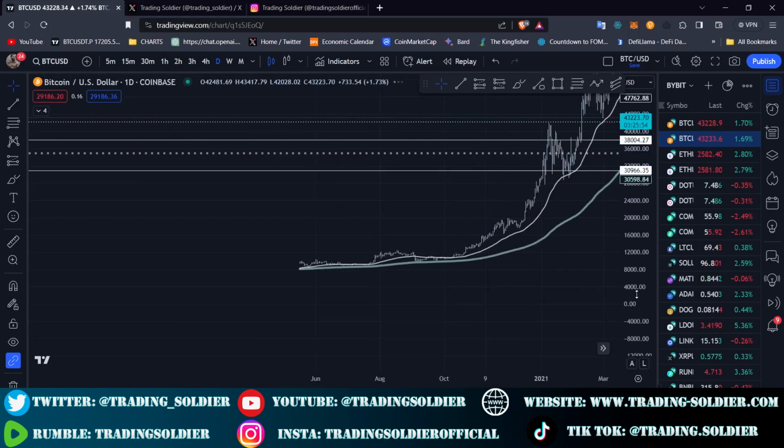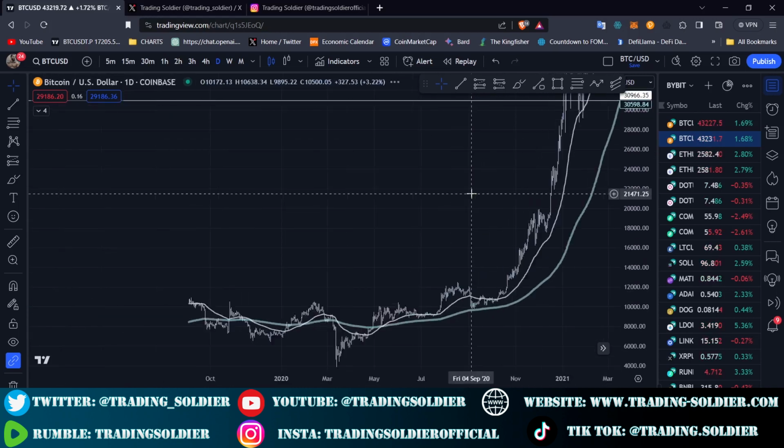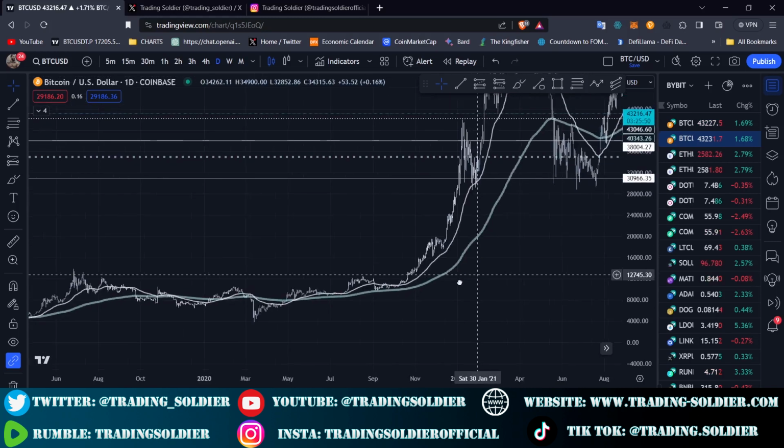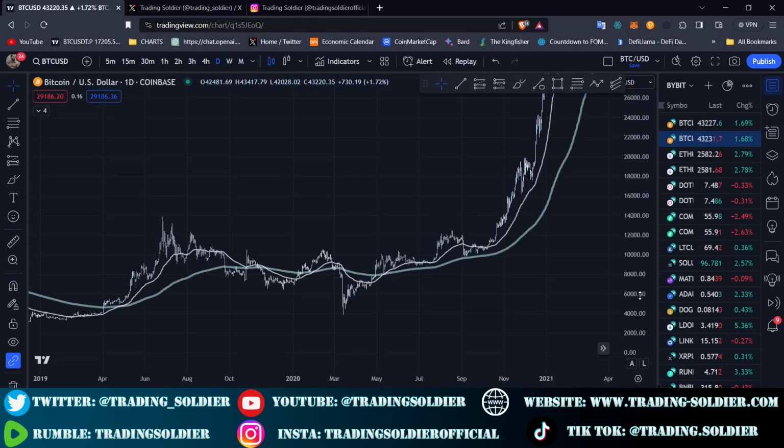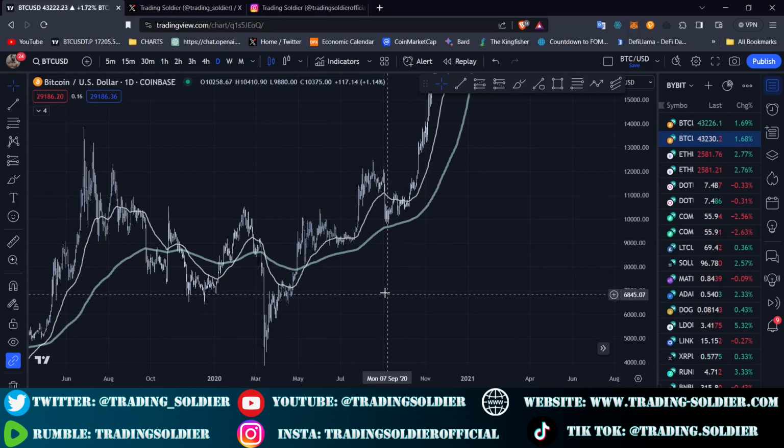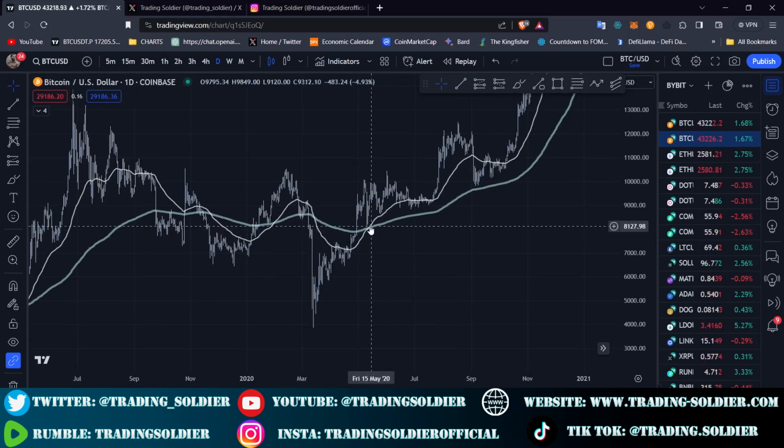If we go to the past here, we can see that this massive uptrend that we got before the bull run in 2021 was also, let's say, prompted by a golden cross, okay?